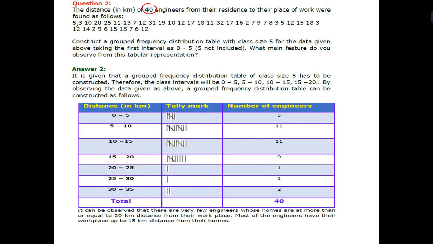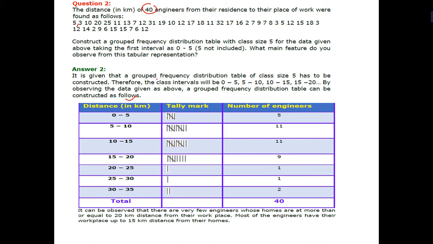Construct a group frequency distribution table with class size 5 for the data given, taking the first interval 0 to 5, where 5 is not included. What main feature do you observe from the tabular representation? So 0 to 5, 5 to 10, 10 to 15, 15 to 20, 20 to 25, 25 to 30, 30 to 35. That way we have to take, because it is distance in kilometers.